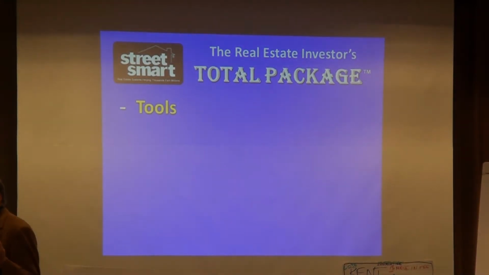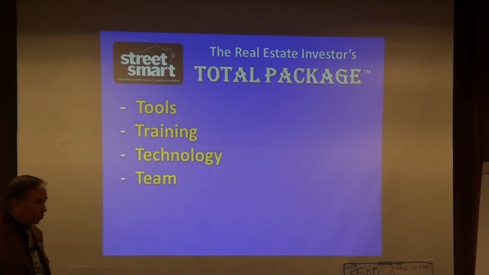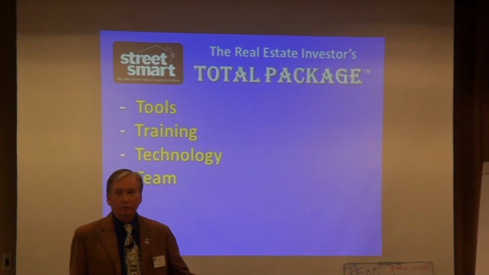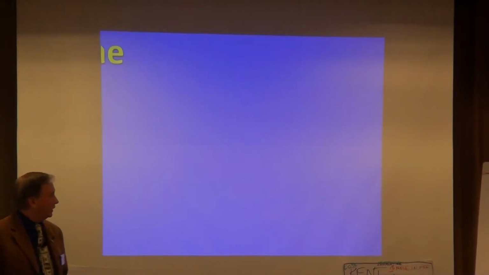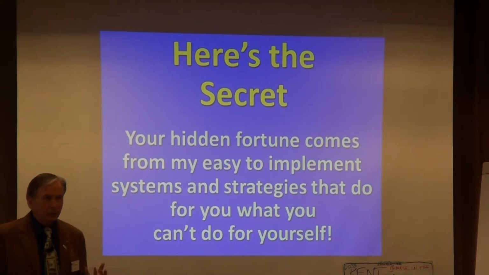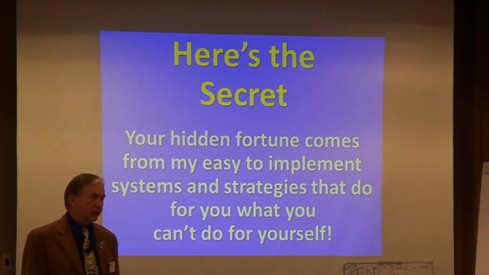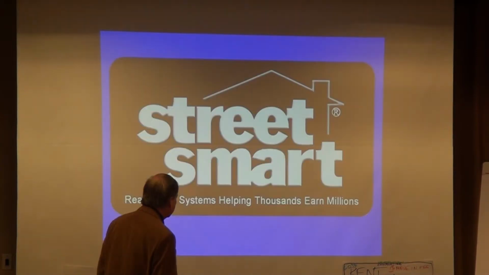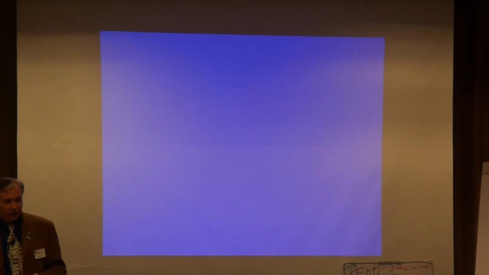And there's 4 things that have to be present: tools, training, technology, and team. So, in our world, these are the tools. It's the system itself. And I call that the 4 T's of business success. Hidden fortunes come from the easy-to-implement systems that do for you what you cannot do for yourself. Okay? That you haven't already been through the pain and suffering and spent all the money. This is the street smart way, and it takes 4 T's to have that system.